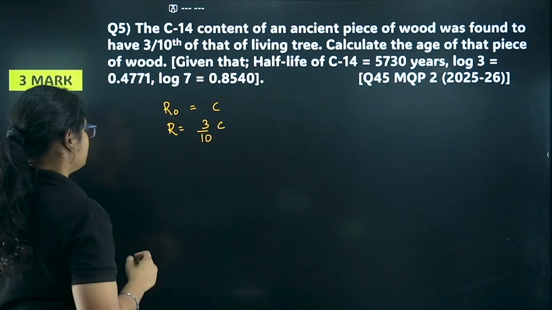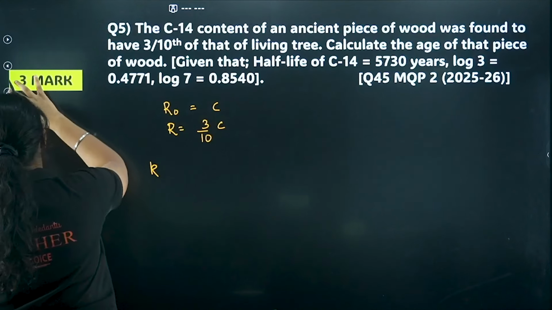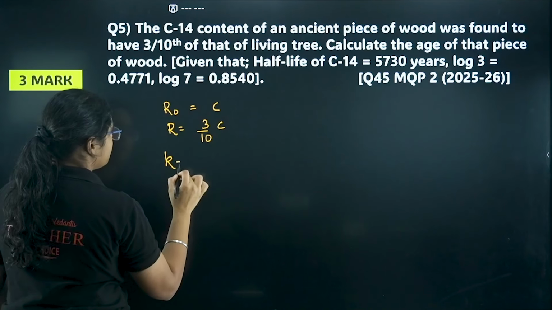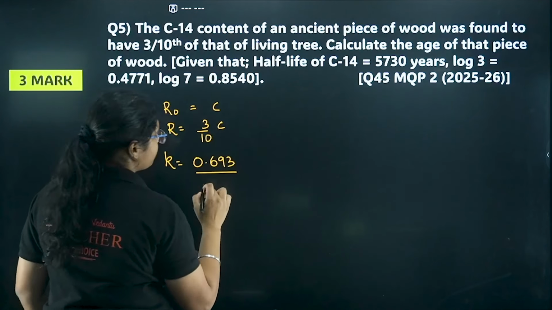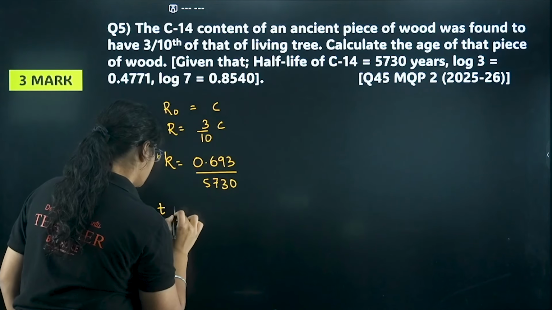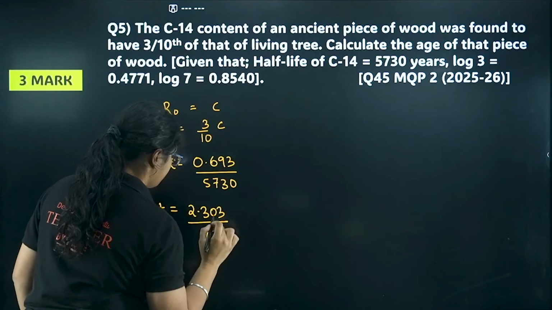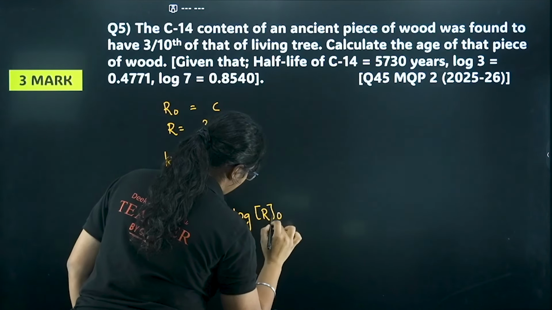We got these two values. Now what is the first thing? We have to find the age, right? That means you have to find the time here. But what is the value of K? We have been given the half-life. So I can substitute 0.693 by T half, which is 5730. Now what is T here? T is equal to 2.303 by K log of R naught by R.